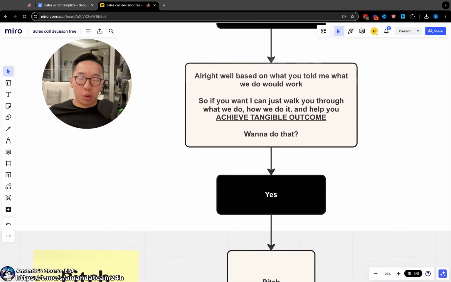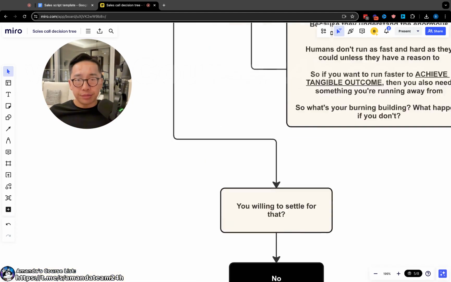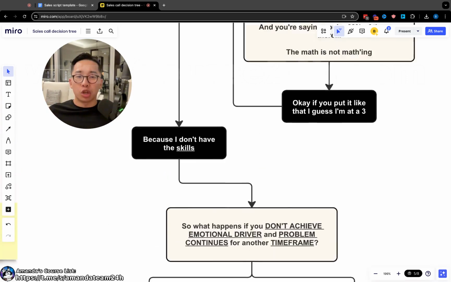They'd be like this, all right? Well, based on what you told me, what we do would work. So if you want, I can just walk you through what we do, how we do it, and help you retire your parents, speed that process along. Want to do that? Just insert the outcome and the emotions. Yes. And then you transition into the pitch. So go practice this. Start practicing, say it out loud on your own. Start incorporating this into your sales conversation.